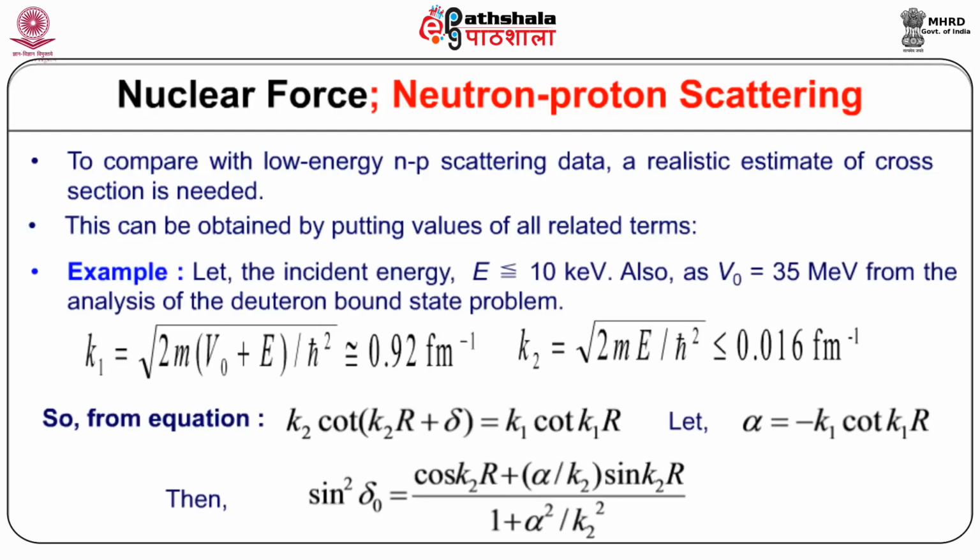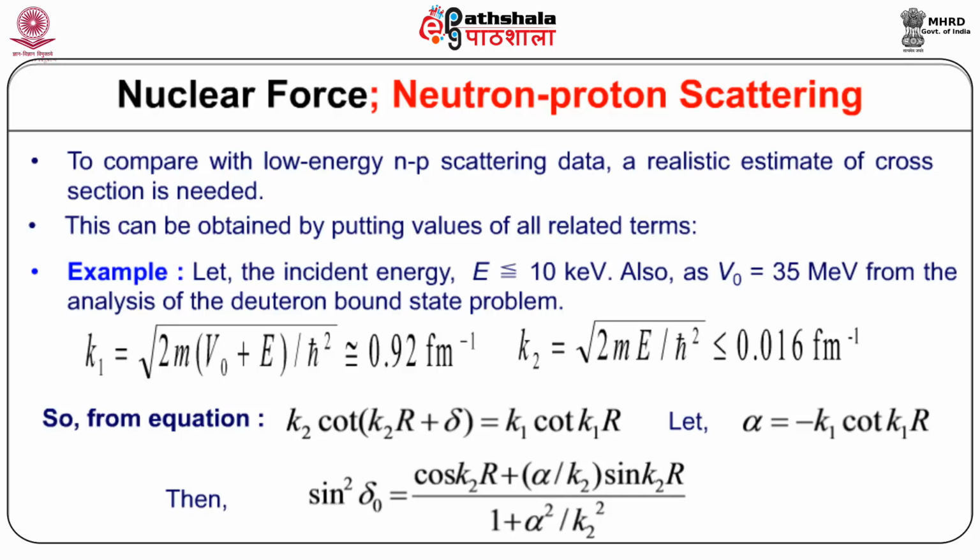In this example, we have chosen the neutron energy E less than or equal to 10 keV. The potential inside, V0, is equal to 35 MeV. From the analysis of the neutron bound state problem, we have seen that in a structure like neutron and proton, inside the neutron, the potential is of the order of 35 MeV. So here in this example, we choose that value because in the NP scattering case also, we are dealing with neutron and proton only.